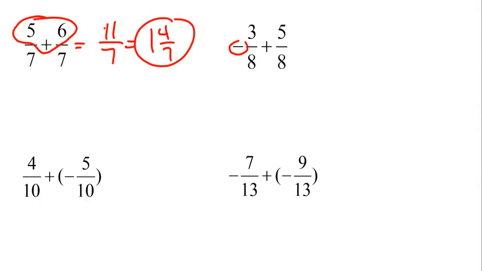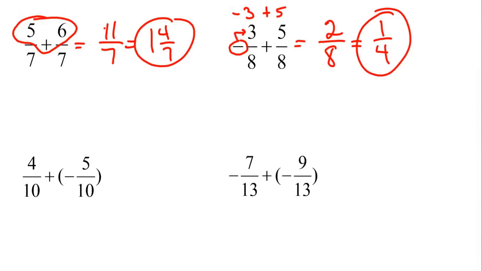Next one, -3/8 plus 5/8. Remember, this negative is kind of associated with the numerator, so it's like -3 plus 5 in the numerator, and they're both eighths, so my answer is going to be in eighths. And -3 plus 5, that's a canceling, and there's going to be more positives than negatives, and that's 2/8. And we can simplify that fraction or reduce it to 1/4.